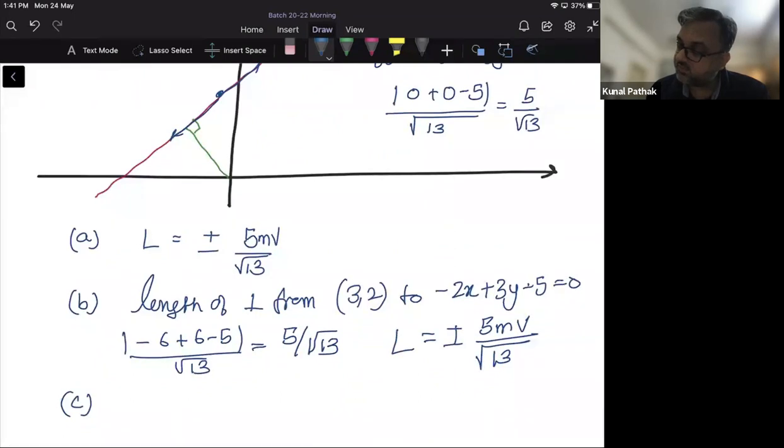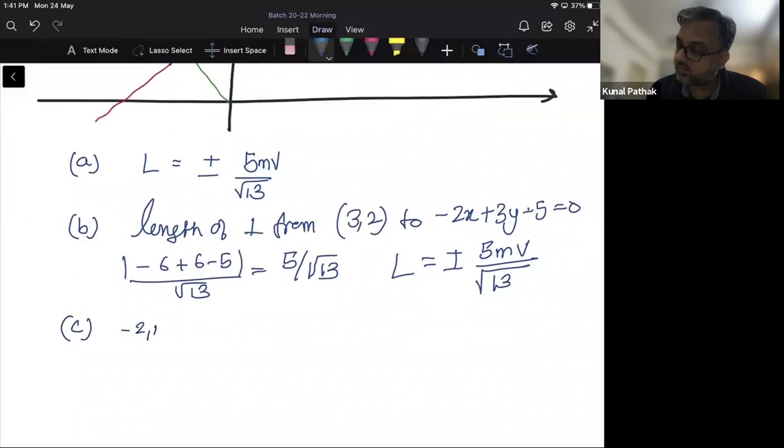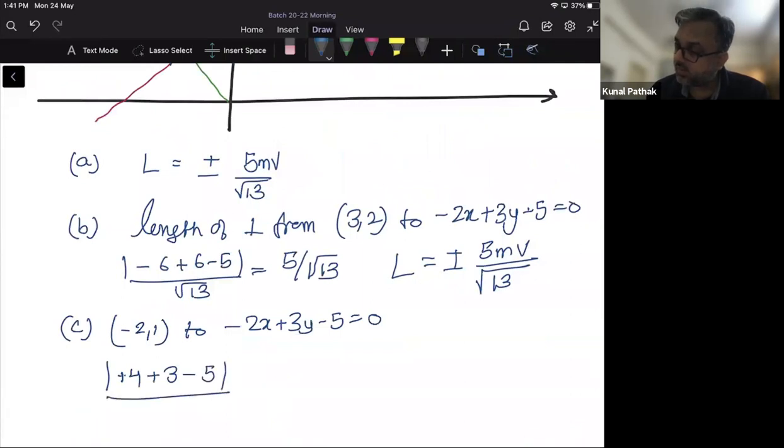Similarly, C, we want to find the length of perpendicular from minus 2 comma 1 to minus 2x plus 3y minus 5 is equal to 0. This will be equal to plus 4 plus 3 minus 5 upon root 13. Right? I hope I'm doing this right. 2 by root 13. Angular momentum is plus minus 2 mv.